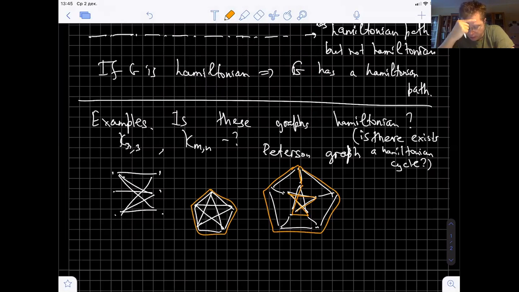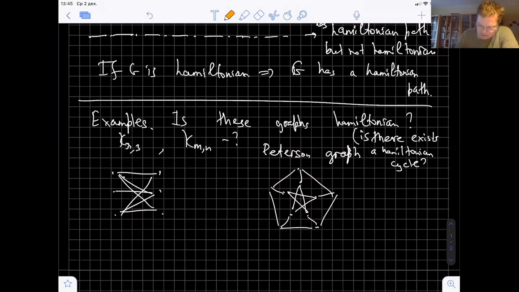But here, of course, we can build a cycle on the inner vertices or outer vertices, but we need to connect them. And this is a problem. How do we do it? So we start here, and we can try to build some complicated path. Here I constructed a Hamiltonian path. It connected all the vertices, but it's not a Hamiltonian cycle because the endings of this path are not connected to each other. So I cannot build a cycle from this path.